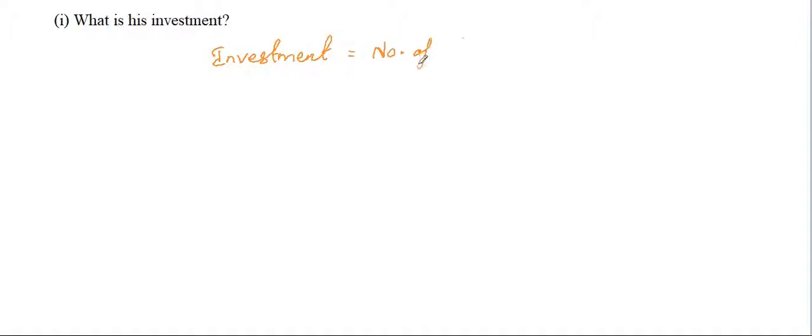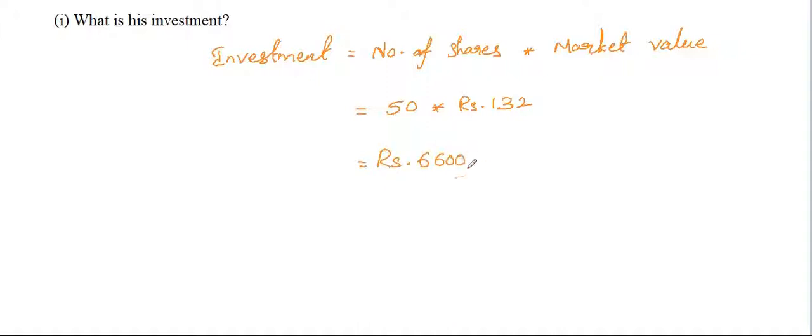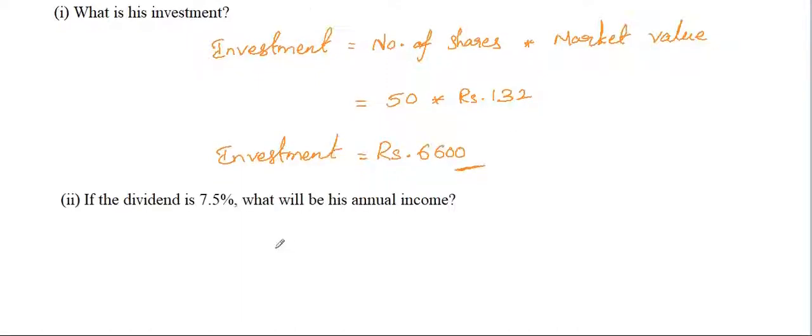We need to find the investment first. So what is investment? The investment formula: investment is equal to the number of shares times the market value. So the number of shares is 50 and the market value is 132 rupees. If we multiply 50 and 132, we'll get 6,600 rupees. So investment is 6,600 rupees.